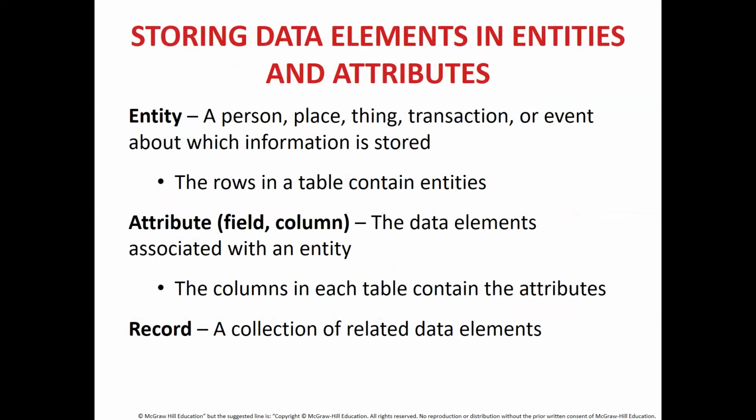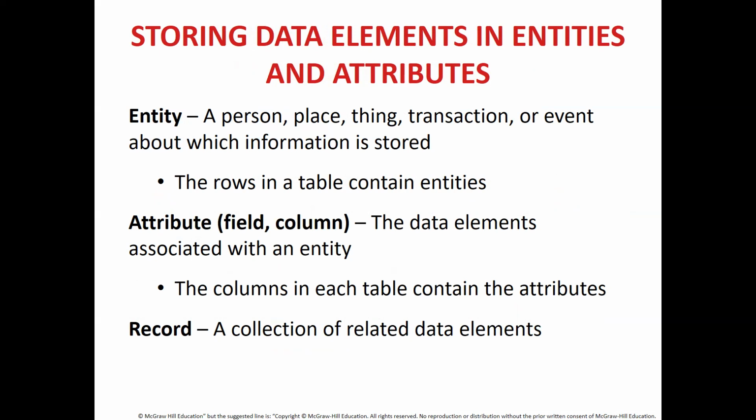There are some more elements of databases. We'll quickly go over this. Entity is a person, place, thing, transaction, or event about which information is stored. The rows in a table contain entities. Attribute is the data elements associated with an entity. The columns in each table contain the attributes. And then you have record, a collection of related data elements.